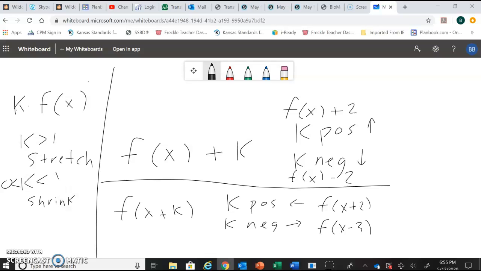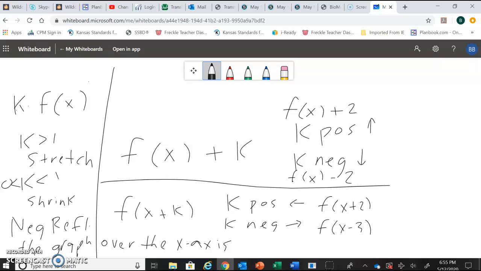Okay? Then the other thing you need to say is that a negative reflects the graph. I can't write for some reason. Let me change this to a little bit better writing. Reflects the graph. Okay, it reflects the graph, and I should also add over the x-axis.